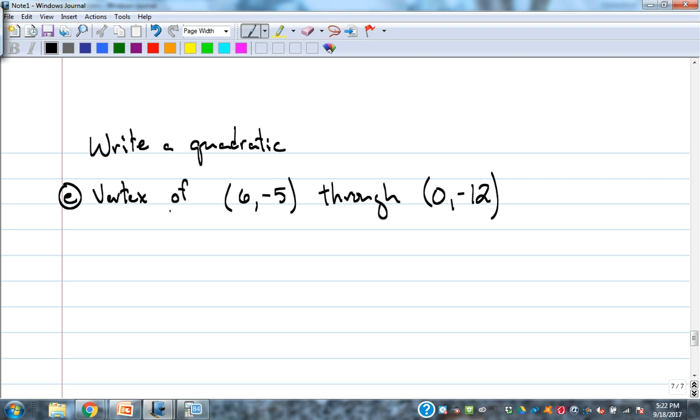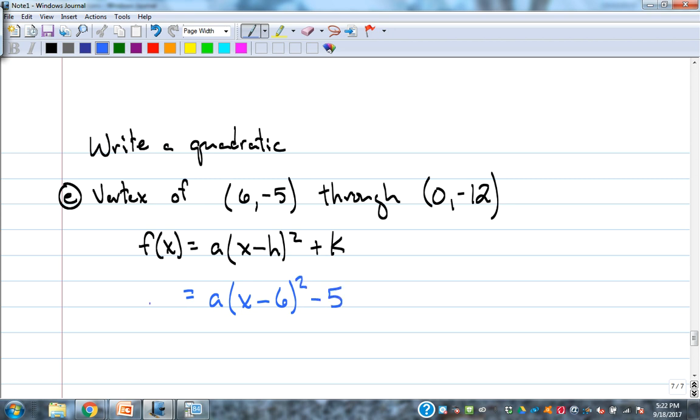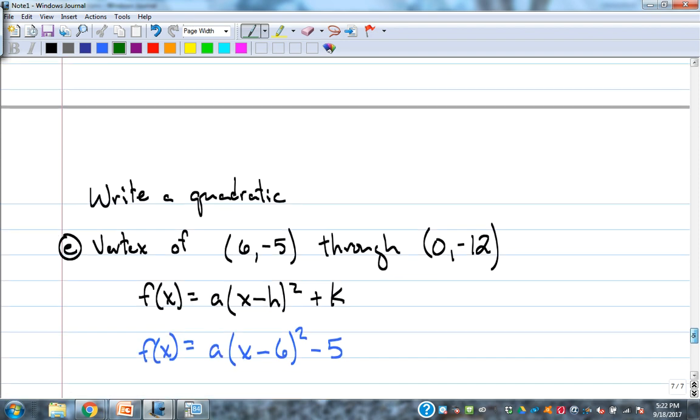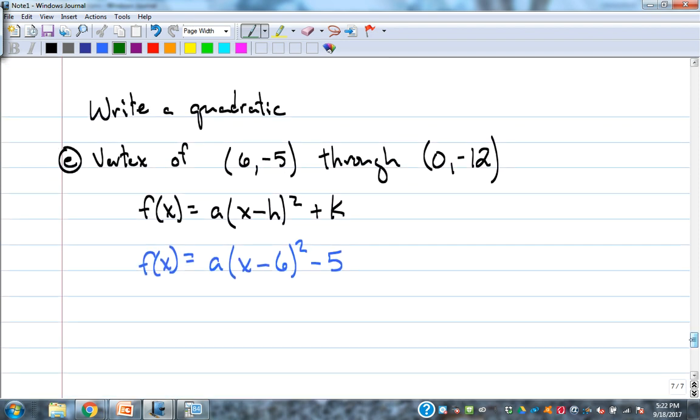So if we get the vertex, we start with vertex form: a times (x minus h) squared plus k. So (x minus 6) squared plus k. Well, k is negative 5, so that'd be negative 5. How do I find a? Jumping around too much there. Sorry. How do I find a?